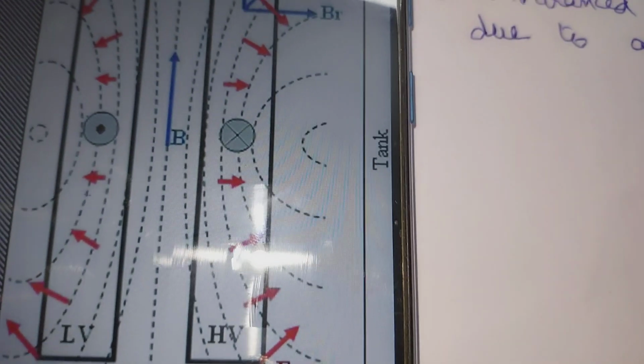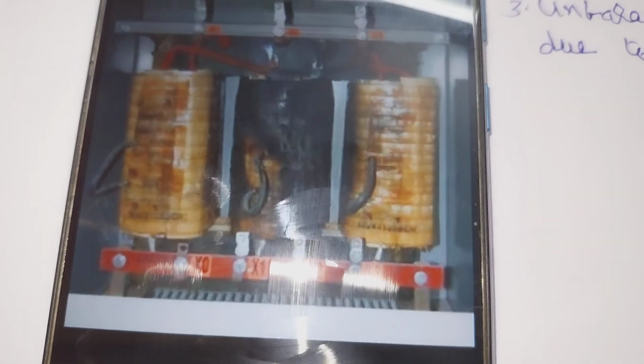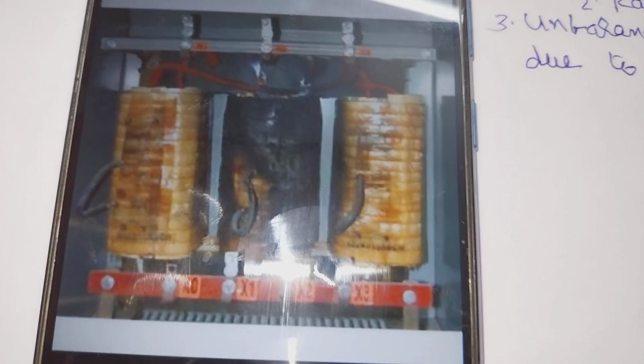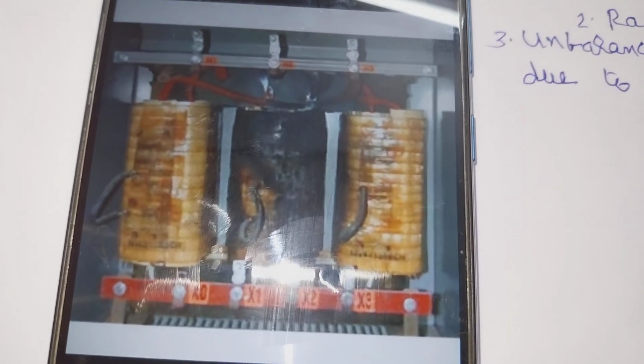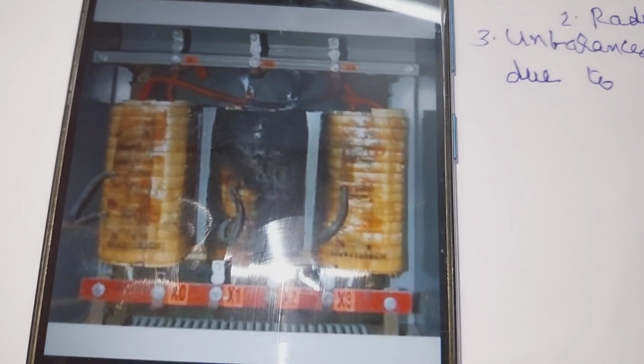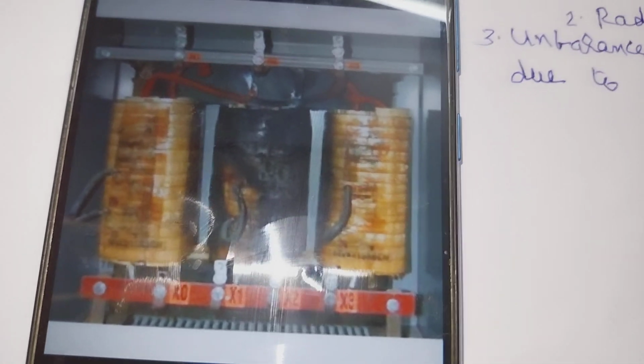The life expectancy of a transformer is 25 years. However, transformers fail prematurely, and the failure rate of distribution transformers globally is as much as 9%, and that of power transformers is 1.5 to 2%.